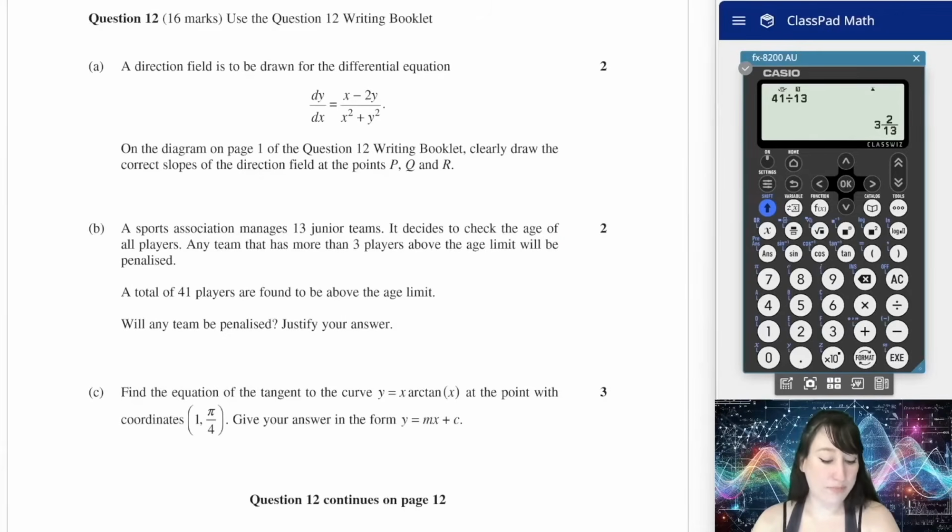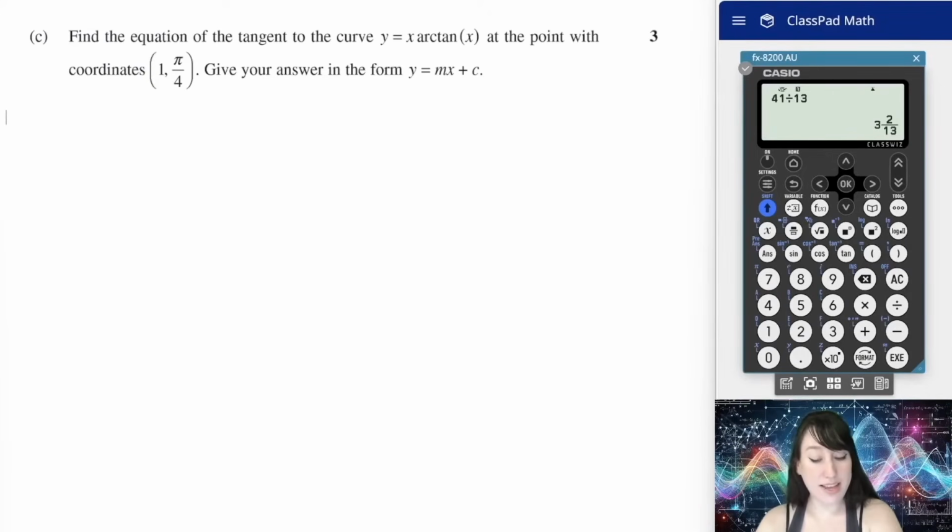Question 12c. Find the equation of the tangent to the curve y equals x times arctan x at the point with coordinates (1, pi over 4). Give your answer in the form y equals mx plus c. Alright, arctan is another way of writing inverse tan. Now, of course, if we want to find the equation of the tangent to the curve, we need the gradient, so we need the derivative.